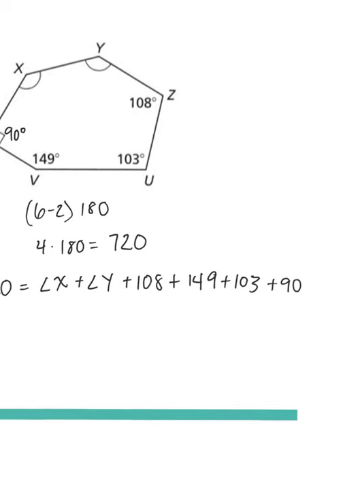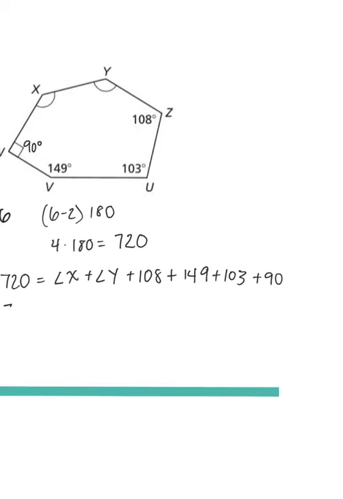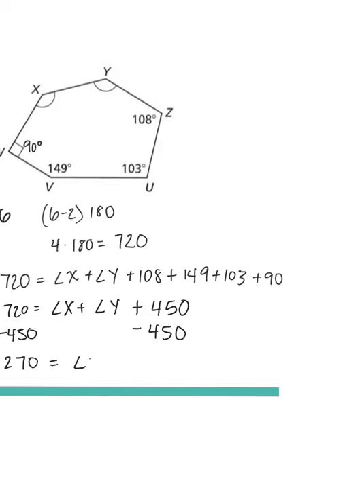So we're going to get 720 equals angle X plus angle Y plus, if we add all four of those angles together, you should get like 450. We subtract 450 from both sides. We're going to get 270 equals angle X plus angle Y.